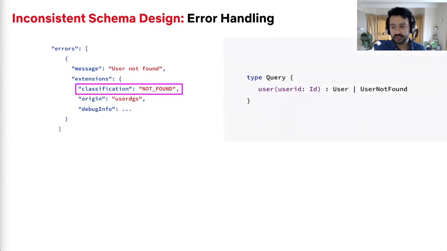Another way to do it is you can model the user not found into your schema. So the user query can either return a user object or a user not found object. And there's pros and cons to this approach.